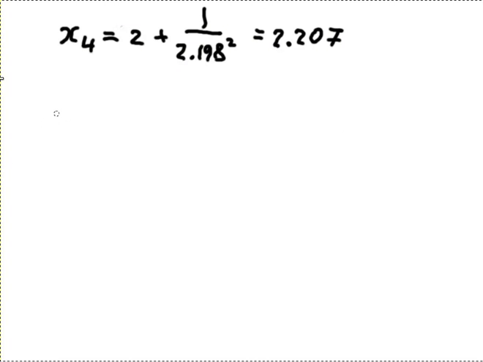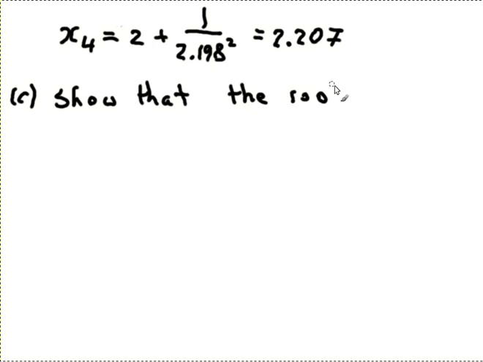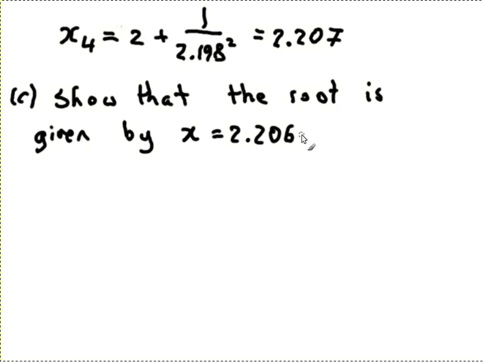Now I just want to show you something they might say at the end in like a part C of these questions. Sometimes they say things like, show that the root is given by x equals 2.206, because it actually gets closer and closer and closer. If you look at x5, x6, x7, it actually goes towards 2.206. Correct to 3 decimal places.